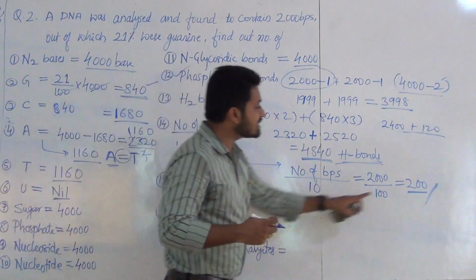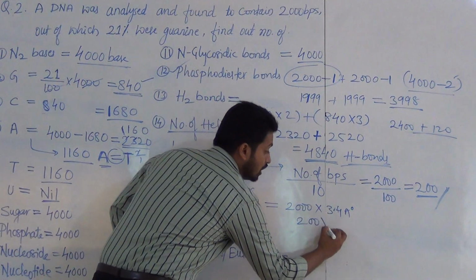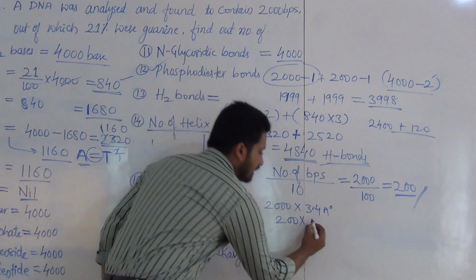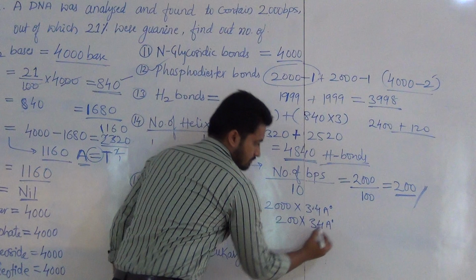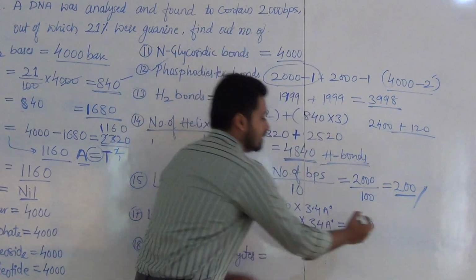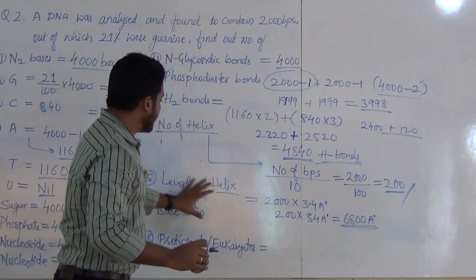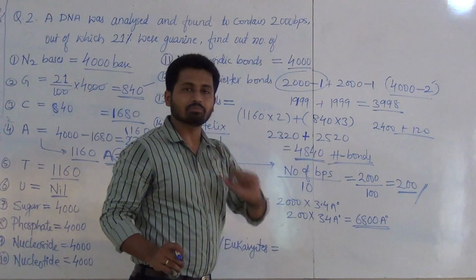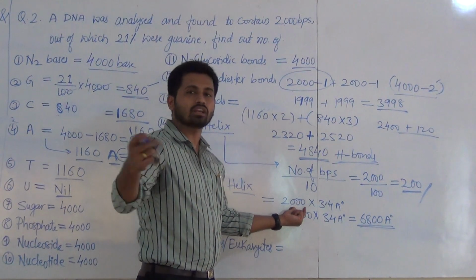Okay. So number of helix 200 here into length of each helix, now into 10 again, that is 34 angstrom it will be, coming to 6800 angstrom. 6800 angstrom is the length of this helix which contains 2000 base pairs. Very simple here. 2000 base pairs, distance between each base pair 3.4 angstrom.